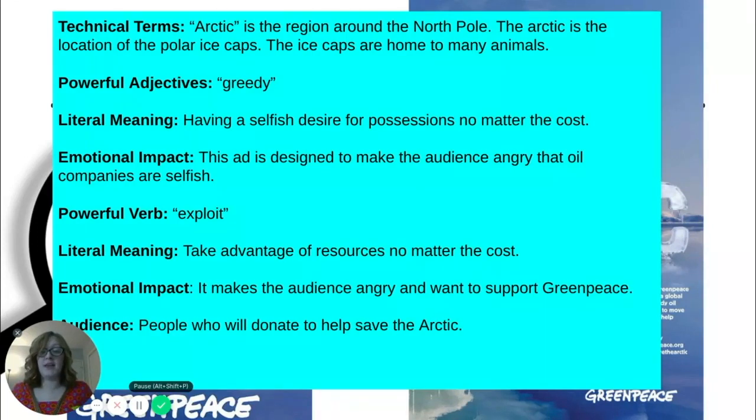A powerful verb that you may see is the word exploit. The literal meaning of exploit means to take advantage of resources no matter the cost. The emotional impact of this advertisement is that it makes the audience angry and want to support Greenpeace in their cause. And the intended audience are people who will donate to help save the Arctic and the animals therein.